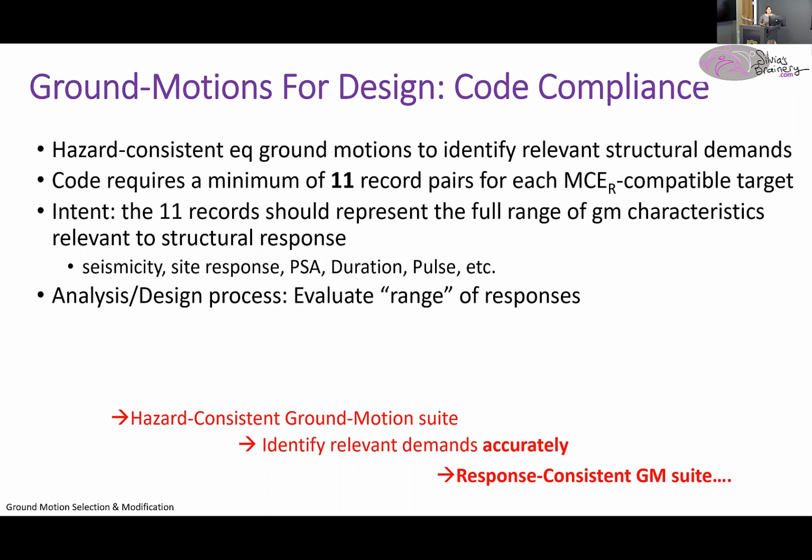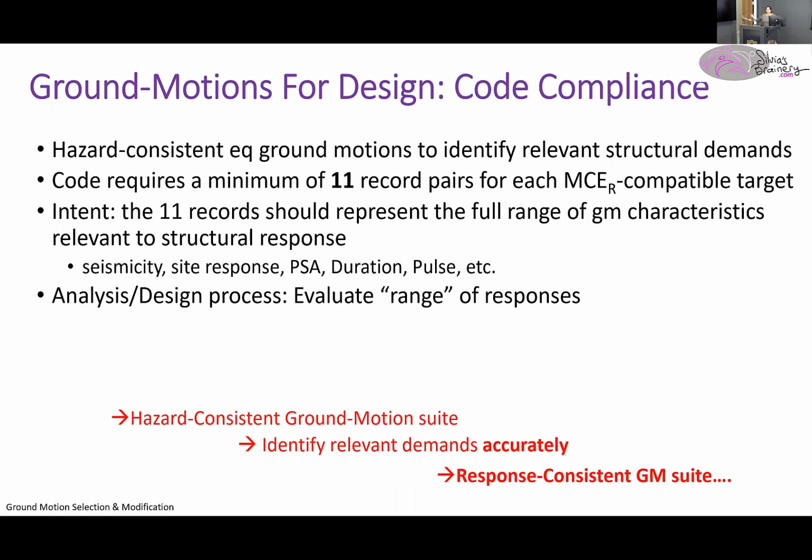So what we can do on the ground motion side is we want these 11 records to represent the full range of characteristics, not just an average, but also a range of what's reasonable and what's not reasonable. So we look at the seismicity and the site response, but we also look at structural response metrics such as spectral acceleration, duration, pulse characteristics, anything that we think may be related to structural response, because that's the ultimate goal. And then in the analysis and design process, you evaluate this range of responses.